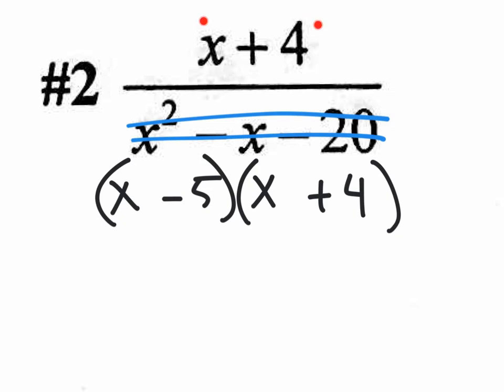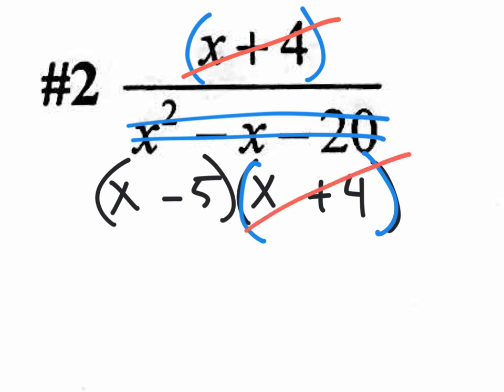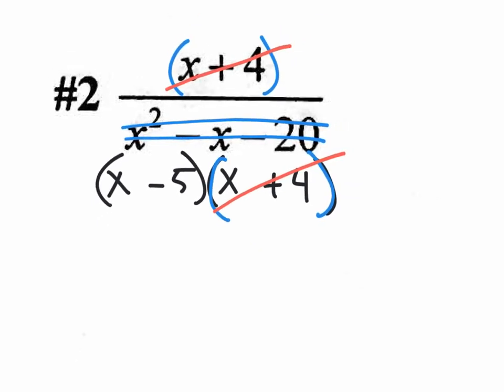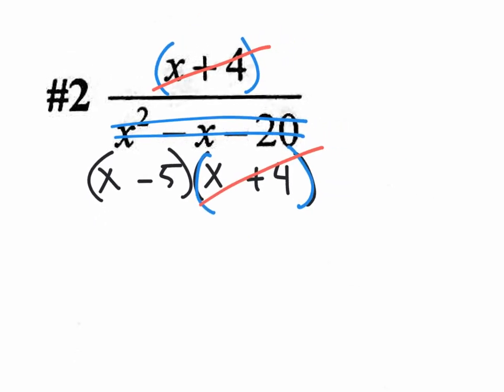But if I look at the binomial as a whole, if I say this whole binomial x plus 4 is on top and that whole binomial x plus 4 is on the bottom, and technically I'm multiplying this binomial with this binomial, so I do have multiplication now. And now I am able to cancel out the whole thing x plus 4 and the whole thing x plus 4. Does that make sense? So our final answer on number 2 is going to be what? Exactly, 1 over x minus 5.